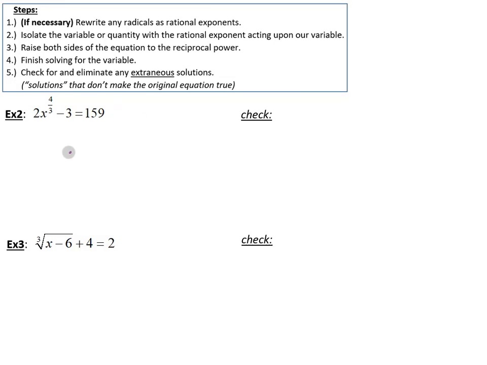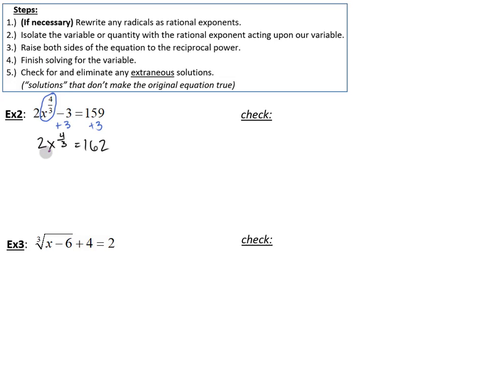So I've written the steps here again. So example 2, this time, my variable, it's not a quantity, it's just the variable. And please keep in mind, 4/3 is not acting on 2, right? If it needed to act on both, they would have needed to put parentheses there. So this is only acting on the variable x. And so that's what we need to isolate. So first thing, once again, get rid of things with addition or subtraction. So let's add 3 over, okay, which ends up giving me 2x to the 4/3 power equals 162.